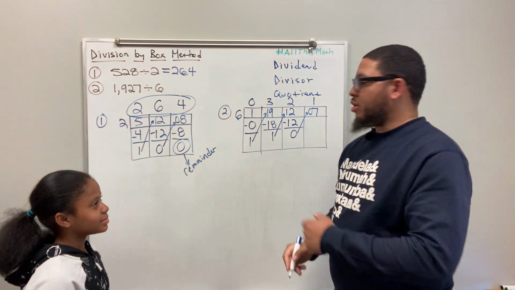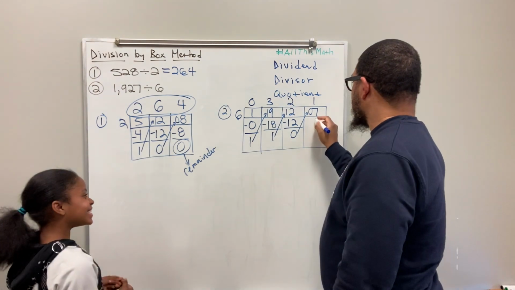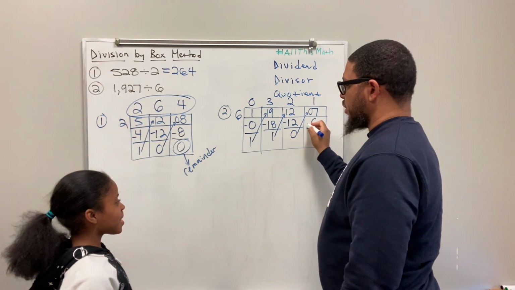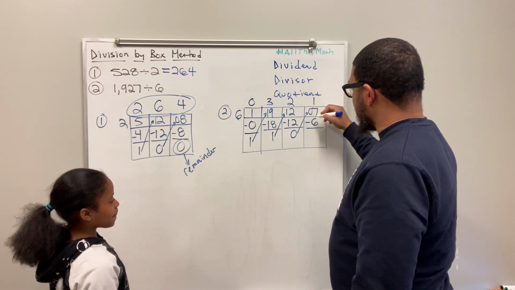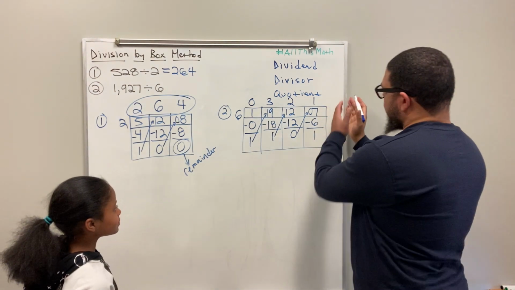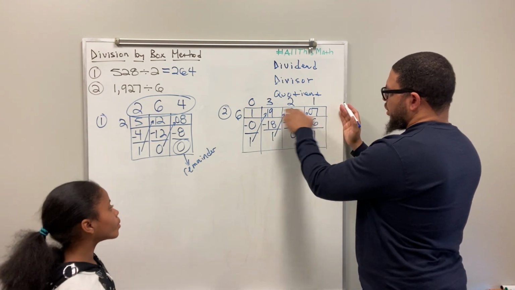See, she caught on to this already. I promise you, I never showed her this before. I promise you. Right? So we got 6. And then we subtract, right? Mm-hmm. So now we do 7 minus 6. What does that equal? 1.